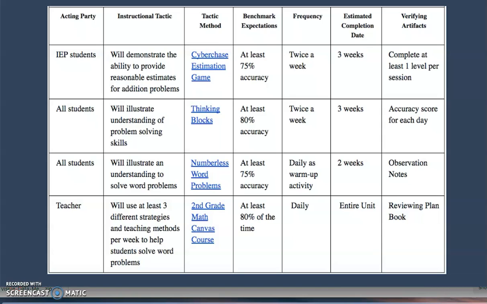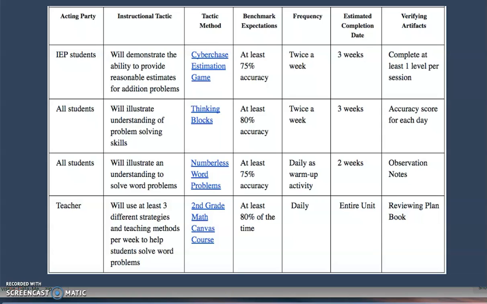The second goal is for all students, and they will illustrate an understanding of problem-solving skills using the Thinking Blocks online activity with at least 80% accuracy twice a week for 3 weeks. At the end of each Thinking Blocks activity, there is an accuracy score that's given to the students that we will use to track their progress.